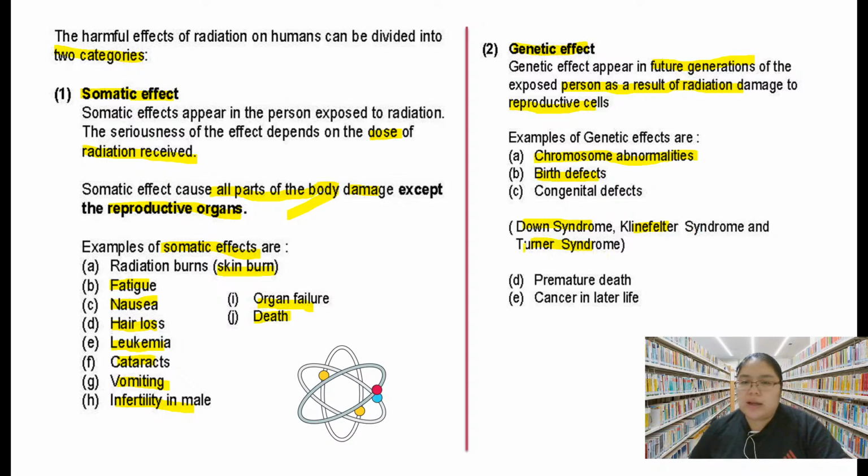Another one is Turner syndrome. Turner syndrome is for the ladies. Ladies are XX for the sex chromosome, but with Turner syndrome, they just have one X only. That means they are missing one X. So the hormone for the ladies becomes less, and you find they have characteristics just like a tomboy. This one is Turner syndrome.